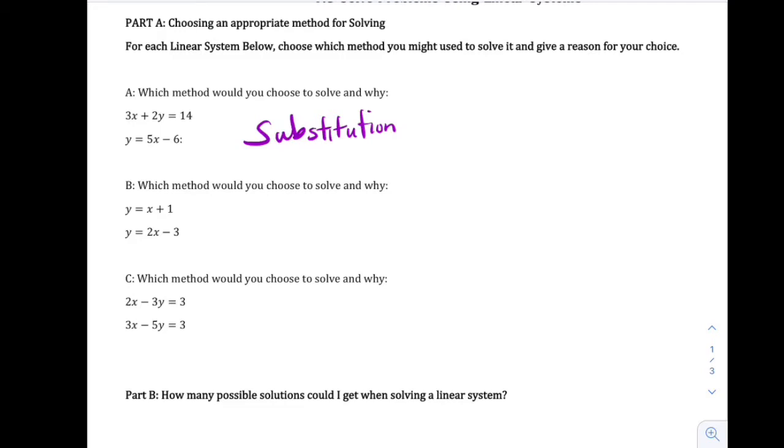For b, this linear system that we have here, think about which one you think would be easiest. So I would say in this case either substitution, because I can take y and substitute into y in the second equation, it's already isolated, or graphing if a grid's given to you because they're both in y is equal to mx plus b. I would say both would be good in this case.